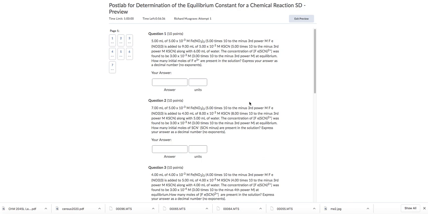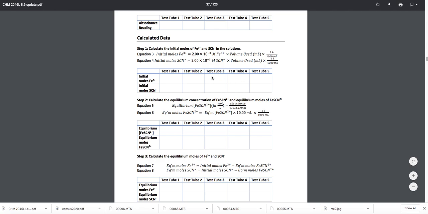So what I'm trying to do here is give you an idea about how to do some of these Postlab questions. And I just really wanted to point out the places where you're going to find the different equations. So for this one, you're looking for the initial moles of Fe3+ in a solution. Now you'll find that here in equation 3. That'll allow you to determine that.